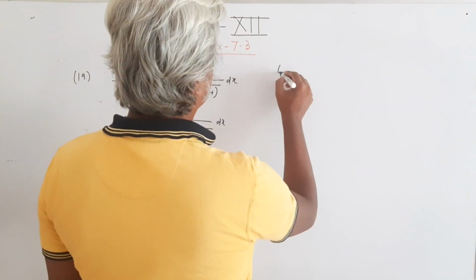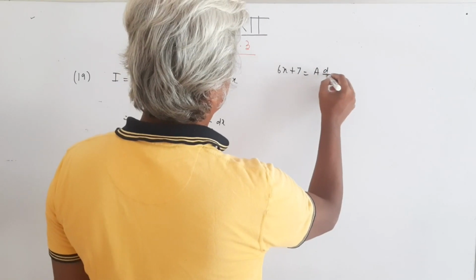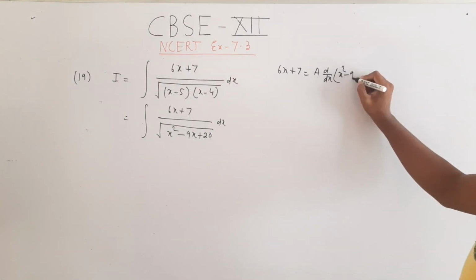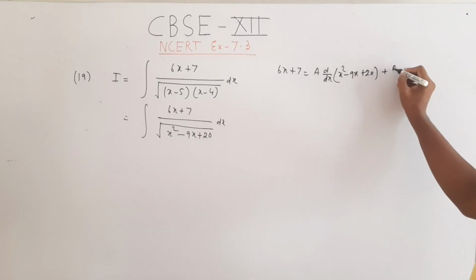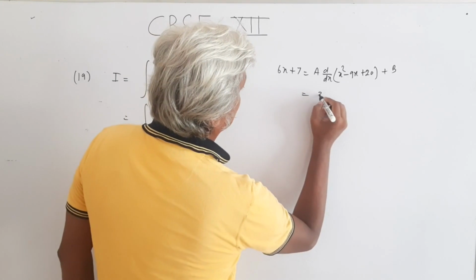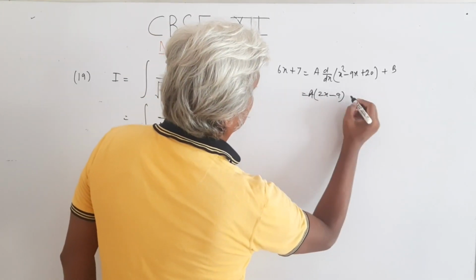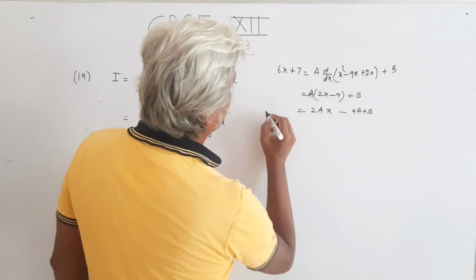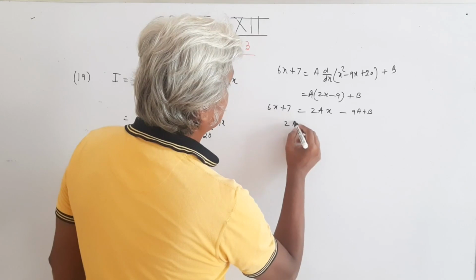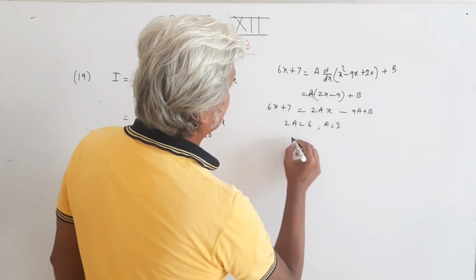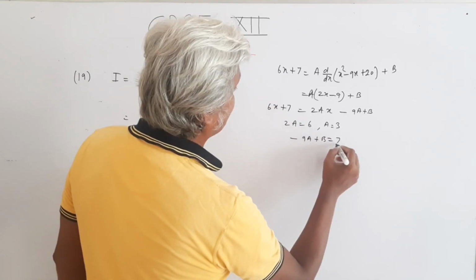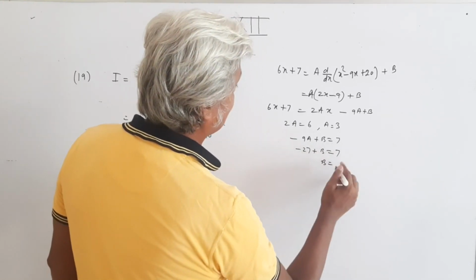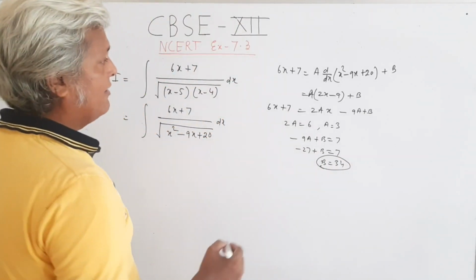so we'll get back to our previous form, that is 6x plus 7 is a times d by dx of (x square minus 9x plus 20) plus b. So this gives you (2x minus 9) times a plus b, this is 2ax minus 9a plus b, and the form goes like 6x plus 7. So 2a is 6, therefore a is 3, minus 9a plus b is 7. So a is 3, so minus 27 plus b is 7, so b you are getting as 7 plus 27, that is 34.